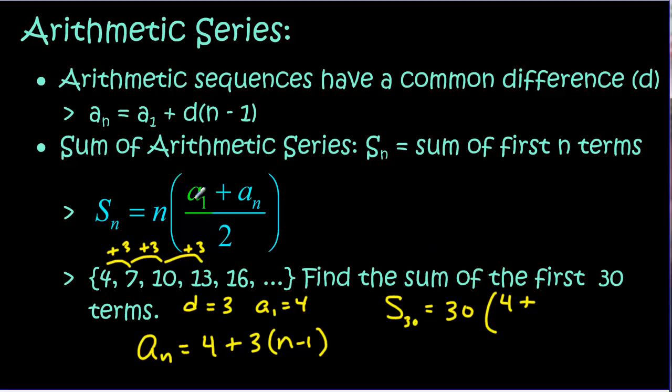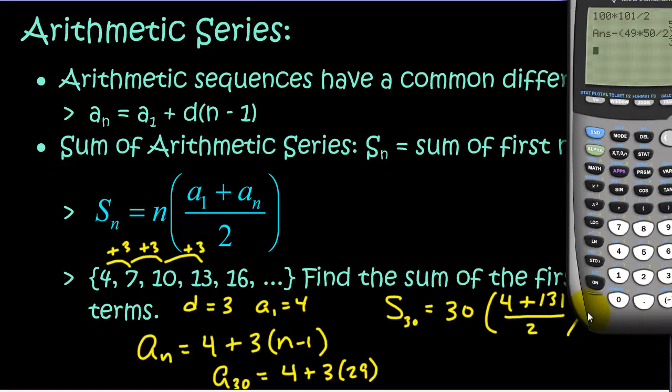And now we need to find the 30th term, a sub 30. So using our formula here, a sub 30 would be 4 plus 3 times 29. So this is 127 plus 4 is 131. And we divide that by 2.